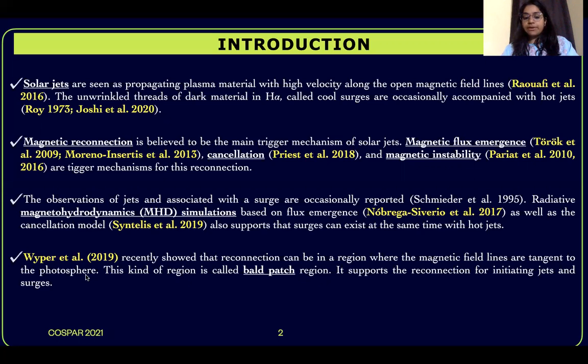Recently, Viper et al. reported a case study where reconnection can happen in a magnetic field region in the photosphere where the magnetic field vectors are nearly parallel to the polarity inversion line. They called this region the bald patch, and it supports reconnection for the solar jets.